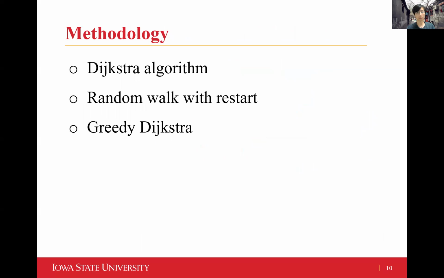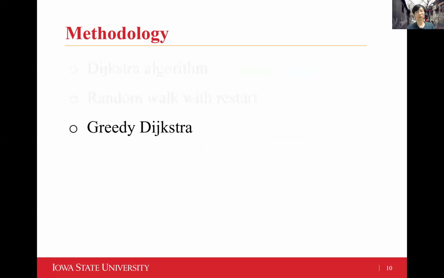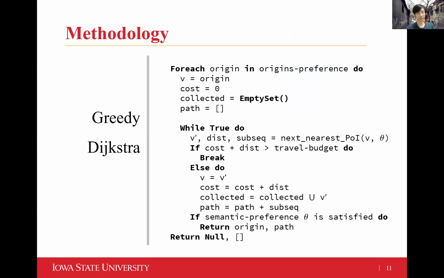The Dijkstra and the random walk are classical and kind of straightforward. Because of the time constraint, we will skip them. But we will briefly discuss greedy Dijkstra. Basically, starting from each origin, we utilize the Dijkstra algorithm to find the next nearest POI desired in the preference. Then, from that POI, we find the next nearest POI. So on and so forth until we have collected the necessary number of POIs in each category, or we terminate the whole process.